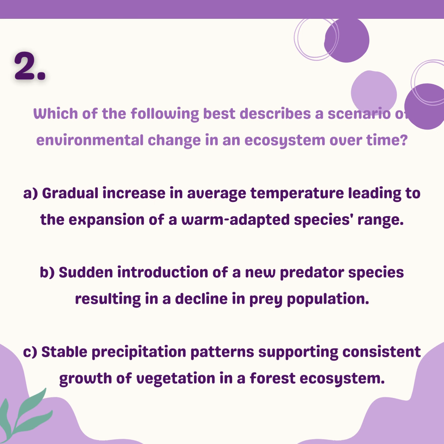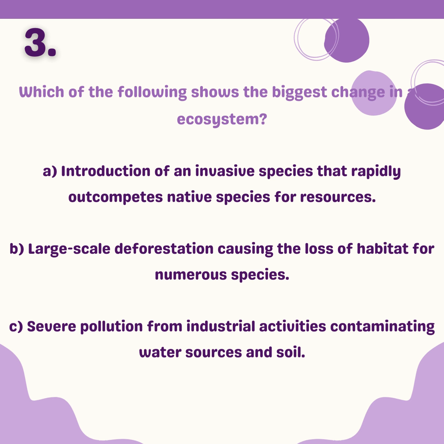For the next question, we have which of the following best describes the scenario of environmental change in an ecosystem over time? Please take a moment to answer the question. The correct answer is A. Gradual increase in average temperature leading to the expansion of a warm adaptive species range. Now moving on to the next question, we have which of the following shows the biggest change in an ecosystem? Please pause the video and answer the question. The correct answer is B. Large-scale deforestation causing the loss of habitat for numerous species.